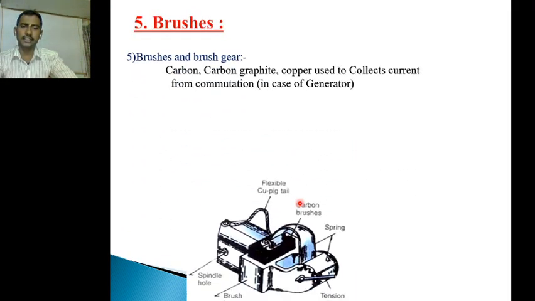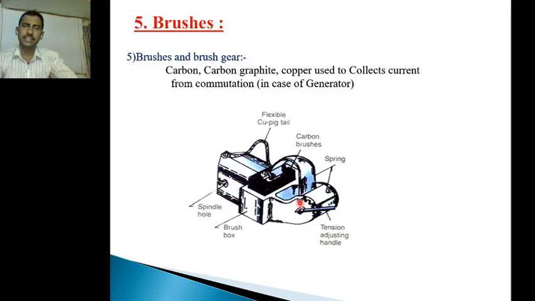What is the function of the brushes? These brushes collect the current from the commutator in the case of generators and supply the current to the commutator in the case of DC motors. Normally these are made up of carbon and carbon graphite. When compared with copper, we mostly use carbon or carbon graphite brushes. Why? Because the resistance provided by them is very high. Why we consider a high resistive material, we will also see in our future classes in detail.